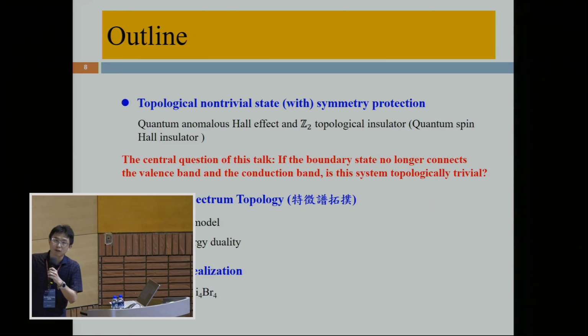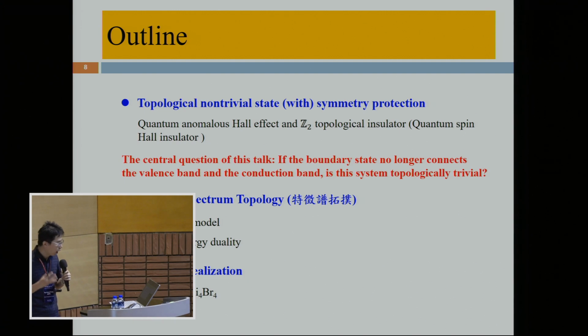So this is the outline of today's talk. I have introduced our motivation, and let me recall our central question once again. If we include a symmetry-breaking term in the Hamiltonian, and the boundary state no longer connects the valence and the conduction band, is this system topologically trivial? To answer this question, I'll introduce the feature spectrum topology.